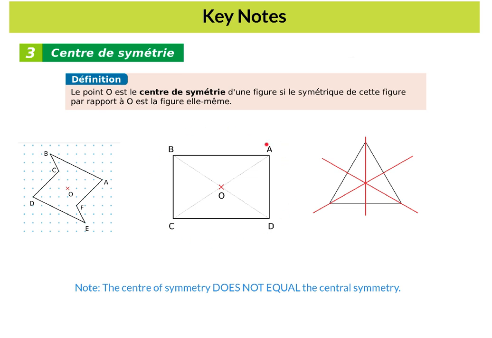The same would happen for a rectangle here. A through O is C, and B through O is D, and vice versa. But with the triangle, yes, there's a center to the triangle. You can see it here, but that's not the center of symmetry. What you have here, you have these 3 lines, and these 3 lines are axes of symmetry for the shape, but where they meet is not a center of symmetry.